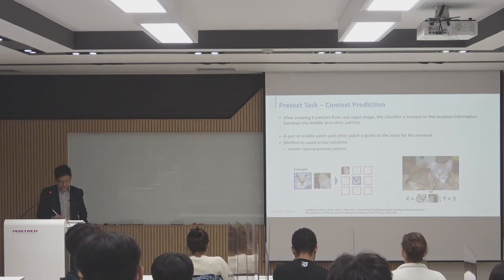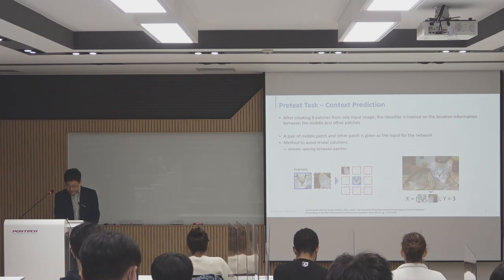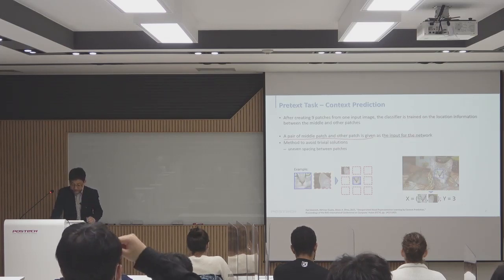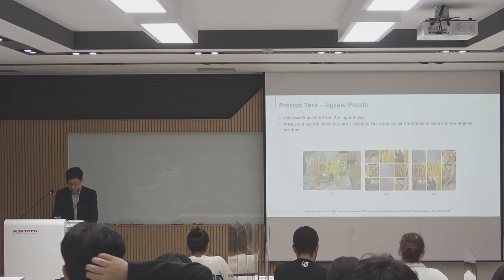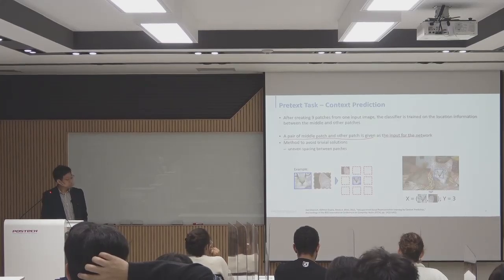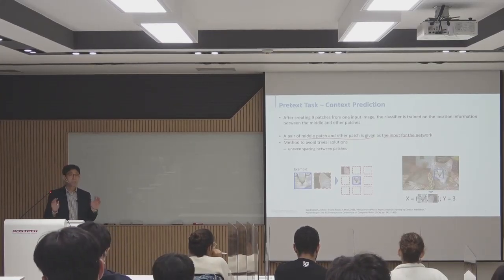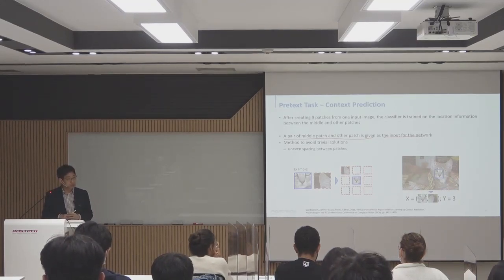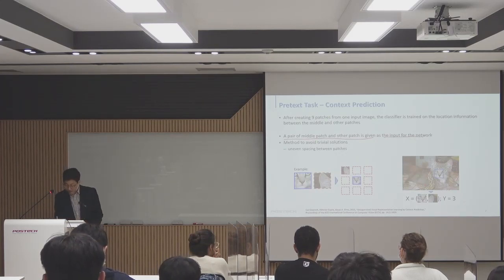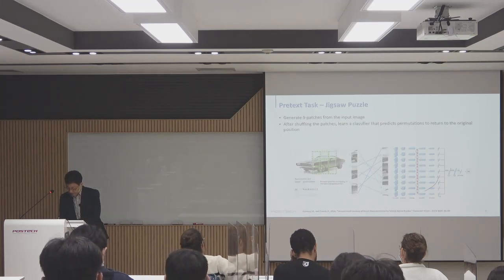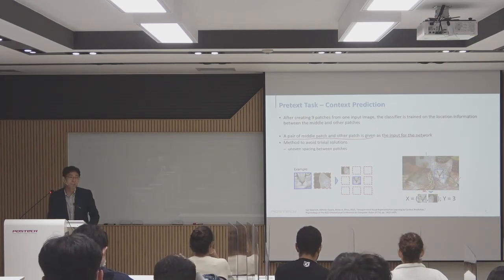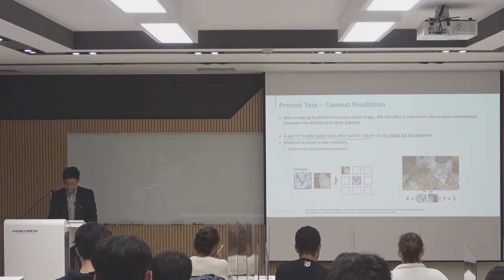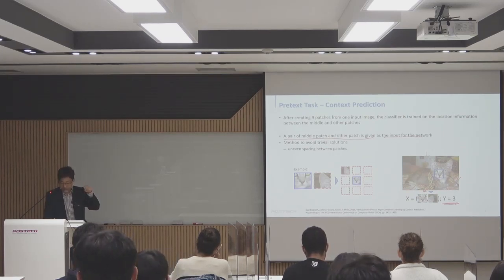So the idea is that a pair of the middle patch and another patch is given as the input for the network. In this case, you just take any random pictures from the internet and you crop it. By doing that, you kind of know. So say this is the image in the middle. You can randomly select from 1 to 8, and by selecting them, you know the labels right after.